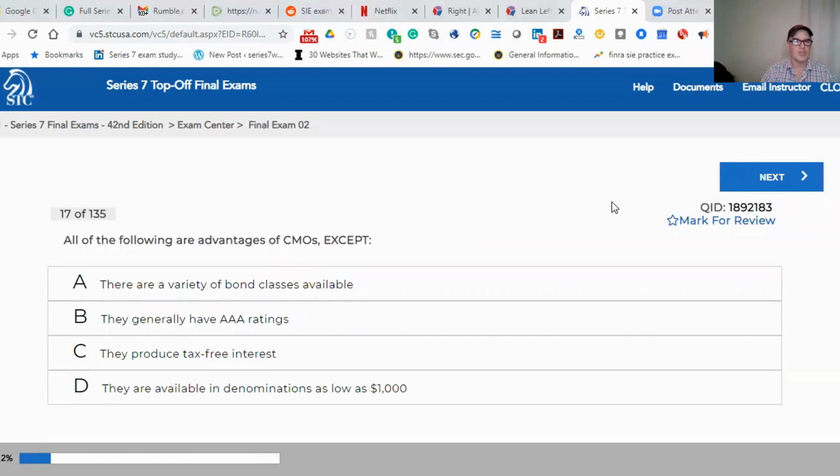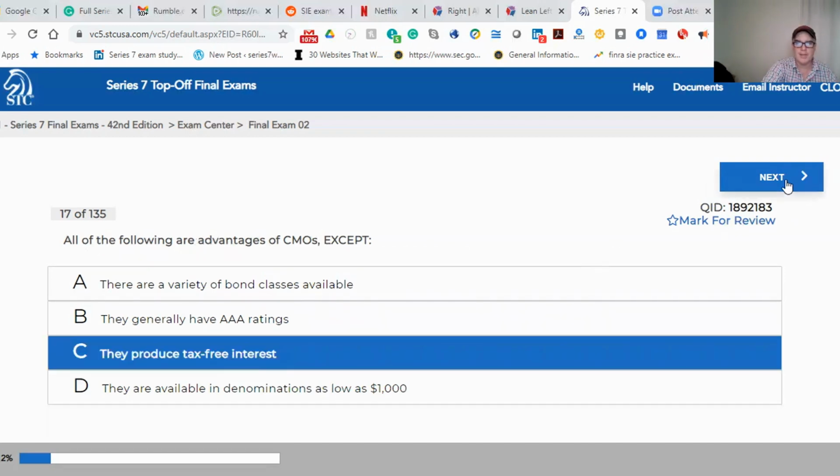Okay. All of the following are advantages of CMOs except, okay, advantages of CMOs. So which is not an advantage? There are a variety of bond classes available. Okay. They generally have AAA ratings. That is true. They produce tax-free interest. No freaking way. And they're available in denominations as low as 1,000. So when they say bond classes, I would think that they mean tranches. So I'm going to go with the tax-free interest because I remember there are only 7 things that don't pay taxes on every level: bills, notes, bonds, TIPS, and STRIPS, GOs, and revenues. I love it. If it's not one of those 7, you're paying taxes on this.